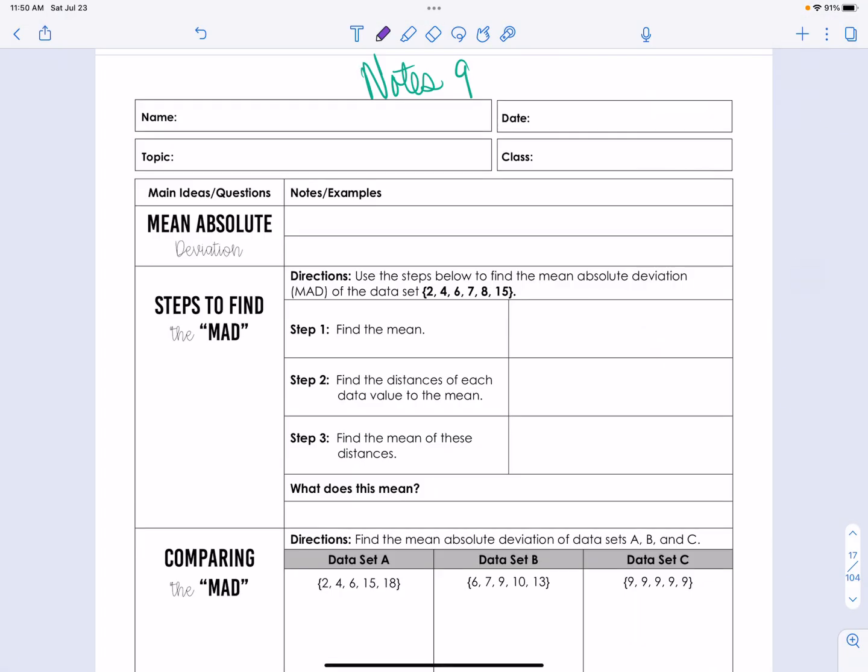So we are going to do notes on page 9. We're going to do what's called a mean absolute deviation. And this is something you're going to see several times over the next couple of years. And it probably is going to take a little while for you to completely understand it. So this is kind of just our first time looking at it. So just do the best that you can. If you have questions, please ask me.